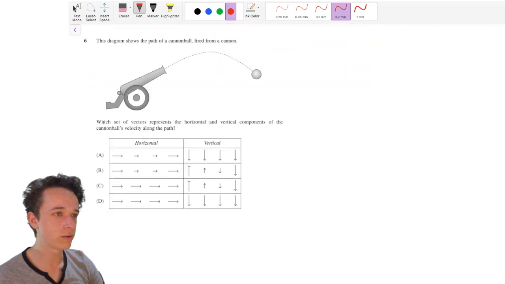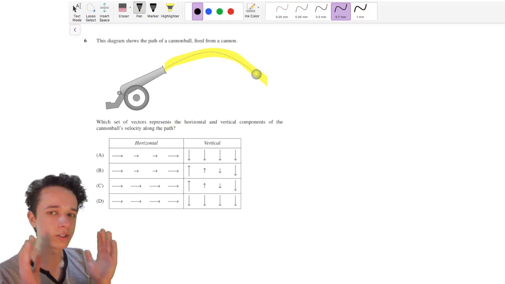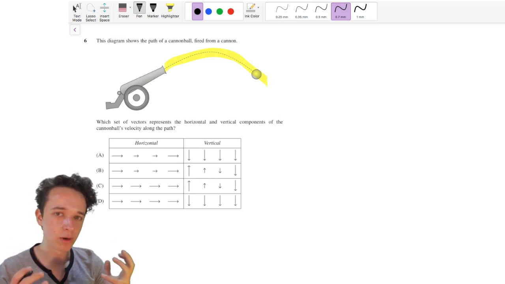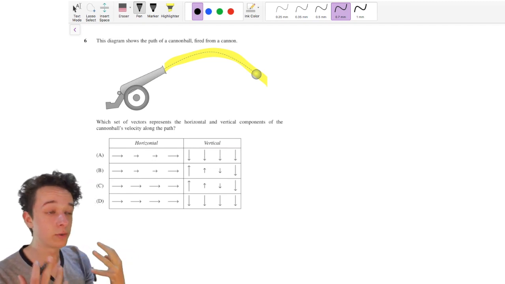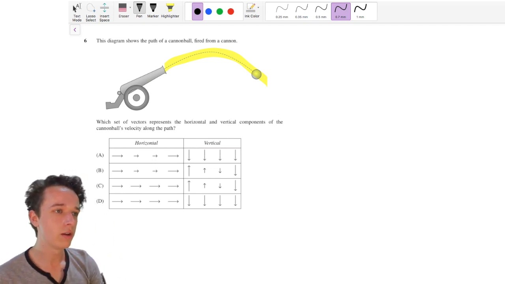The next question is also from HSC 2013. The diagram shows the path of a cannonball fired from a cannon. Which set of vectors represents the horizontal and vertical components of the cannonball's velocity along the path? Okay, so first of all, we know that there is no acceleration in the x component because the only force that is being applied to this projectile is gravity, and gravity acts only in the y component, right? So there is no force, there is no acceleration in the x component of this projectile.